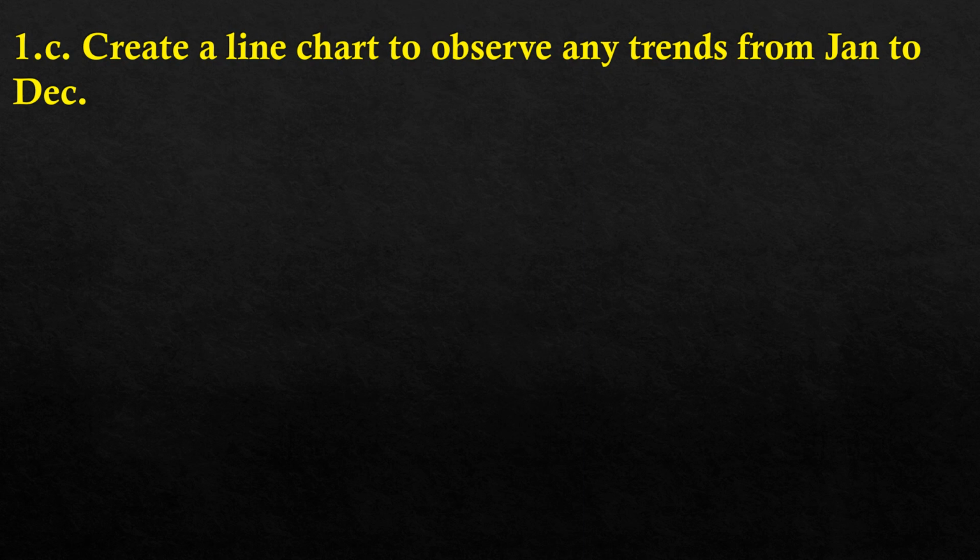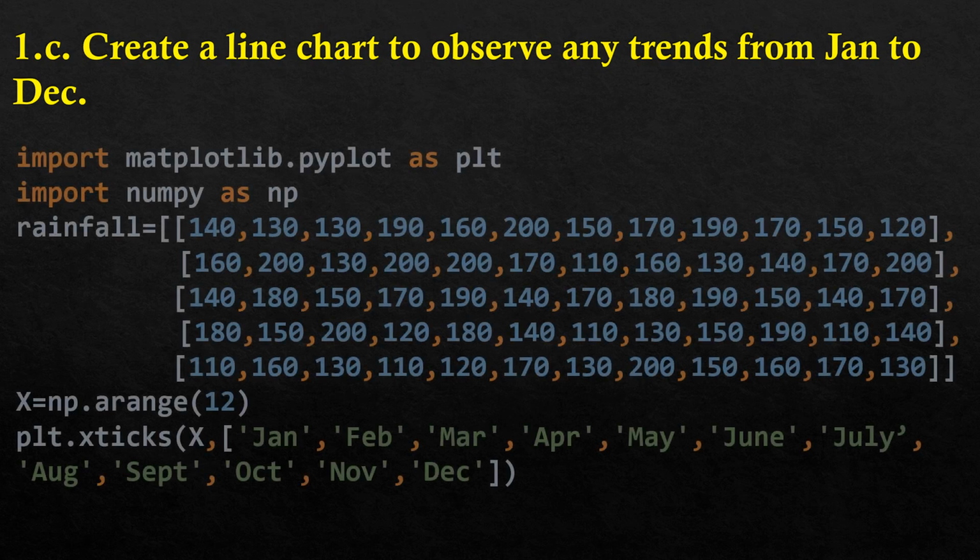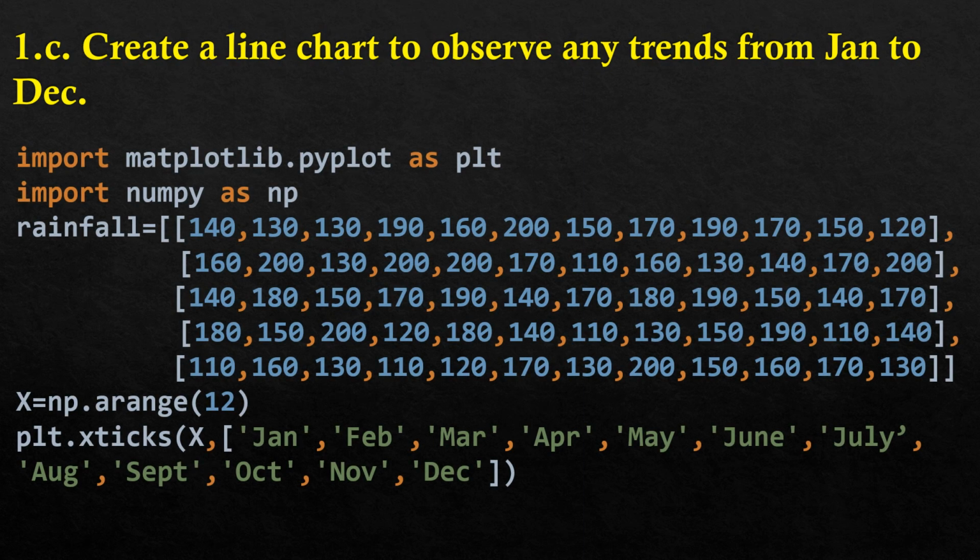The next question is to create a line chart to observe any trends from January to December. Now we have to import the library, and I have imported NumPy also, and I have kept all the rainfall for different zones in different months in a list. That is basically a list within a list. So it's looking like a multi-dimensional array of size 5 into 12.